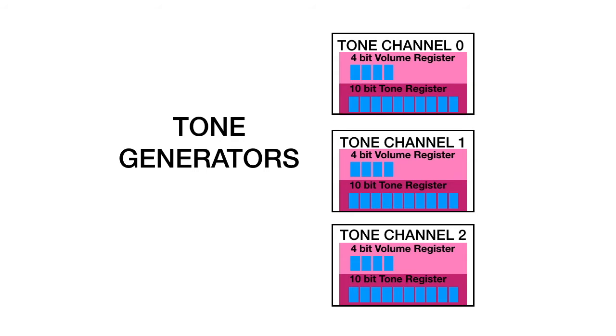In part 2, we discussed the tone channels, channels 0, 1, and 2. They each have a 4-bit volume register and a 10-bit tone register. The tone registers are pretty straightforward. You control the frequency of a tone by writing values to the 10-bit tone register. The noise channel works a little bit differently.